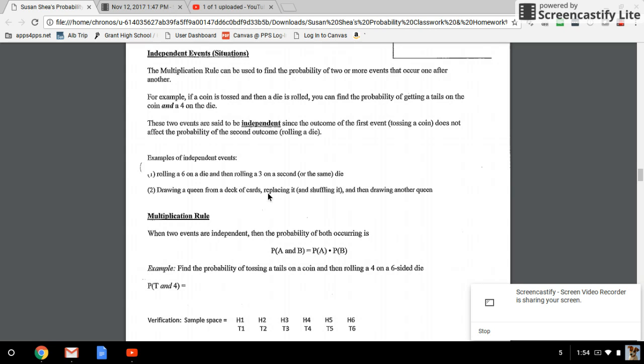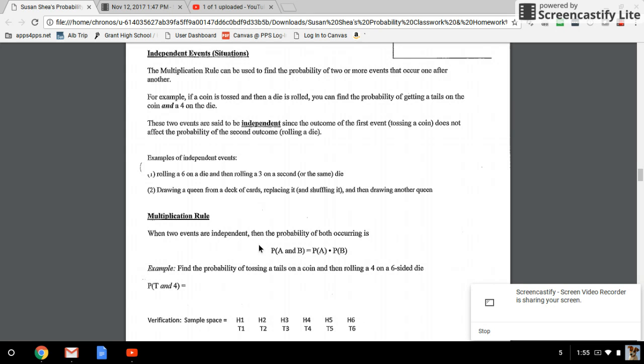Drawing a queen from a deck of cards, replacing it and shuffling it, and then drawing another queen. I would make sure that you underline "replacing it," because that's important. If you didn't replace it, then the events are not independent, correct? Because the second one has a different chance. They're affected by each other. So that word "replacing it" is important, okay?